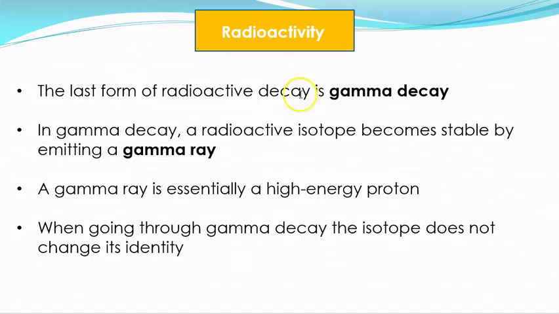The last form of radioactive decay is gamma decay. In gamma decay, a radioactive isotope becomes stable by emitting a gamma ray. Gamma rays are light. So a gamma ray is essentially a high energy photon. When going through gamma ray decay, the isotope does not change its identity. So with our 3 kinds of decay, with beta decay, an electron is emitted. With alpha decay, 2 protons and 2 neutrons are emitted, and with gamma decay, a gamma ray is emitted.